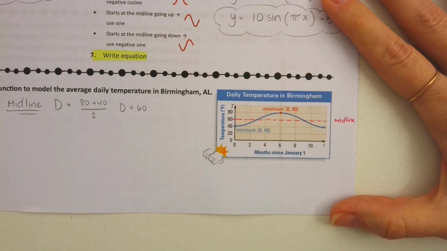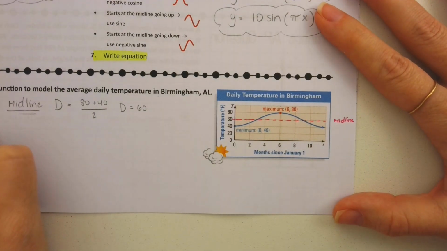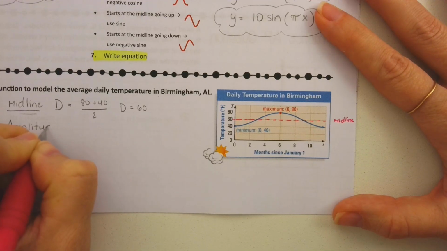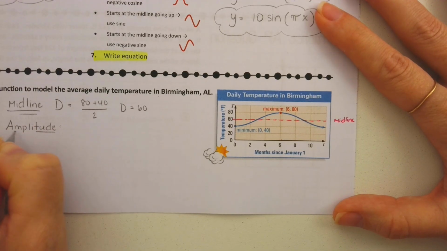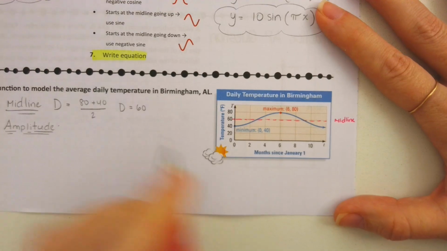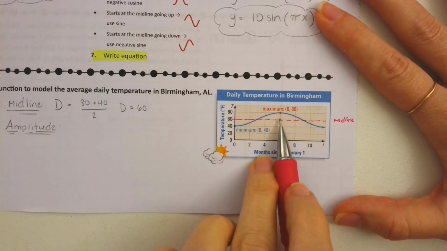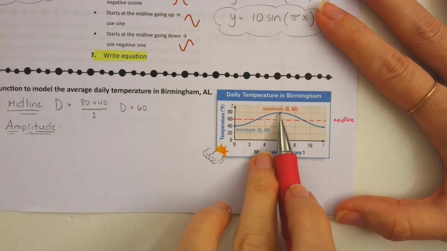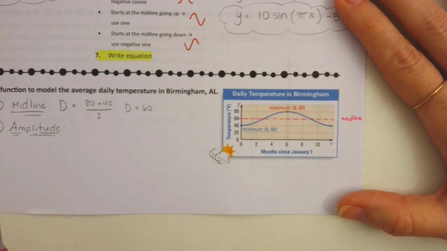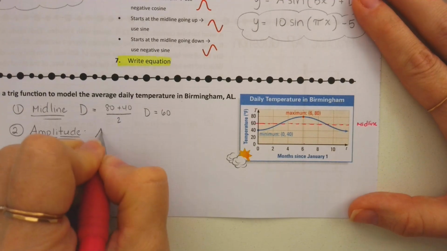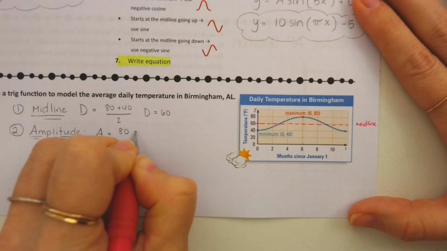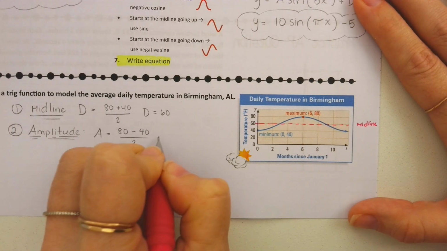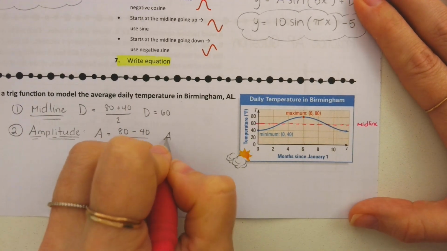From there, we want to find the amplitude, which you might be able to see on the graph. If you can't see it on the graph, remember, you can also calculate it. The amplitude is simply the distance between the midline and the highest, or the midline and the lowest. On the graph, you can definitely see that it goes from 60 to 80, so that's a distance of 20. So we know A is going to be 20. If you need to calculate it, though, it would be the maximum minus the minimum divided by 2, which would be 40 divided by 2, which again is 20, what we just found.